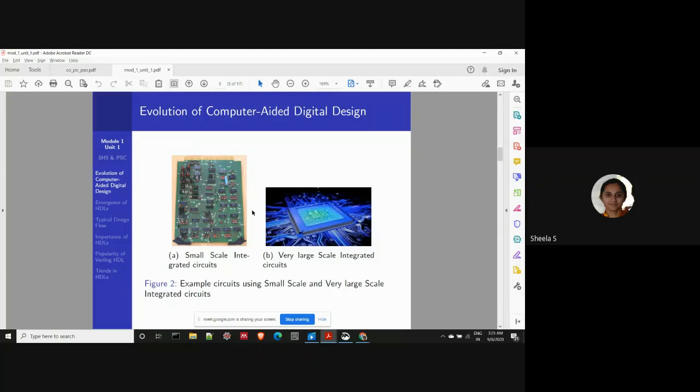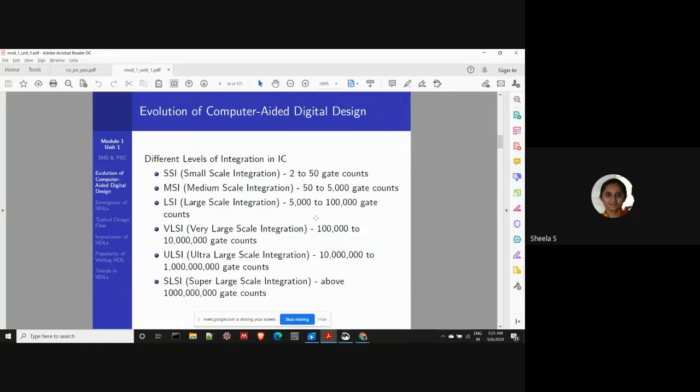So as a result, more and more gates are placed inside a single integrated circuit. In the second diagram, you can see this is what we are going to call very large scale integration, where there are billions of transistors in the circuit. So from small scale integration to super large scale integration, different levels of integration circuits were considered. Now let us consider the corresponding levels of integration.